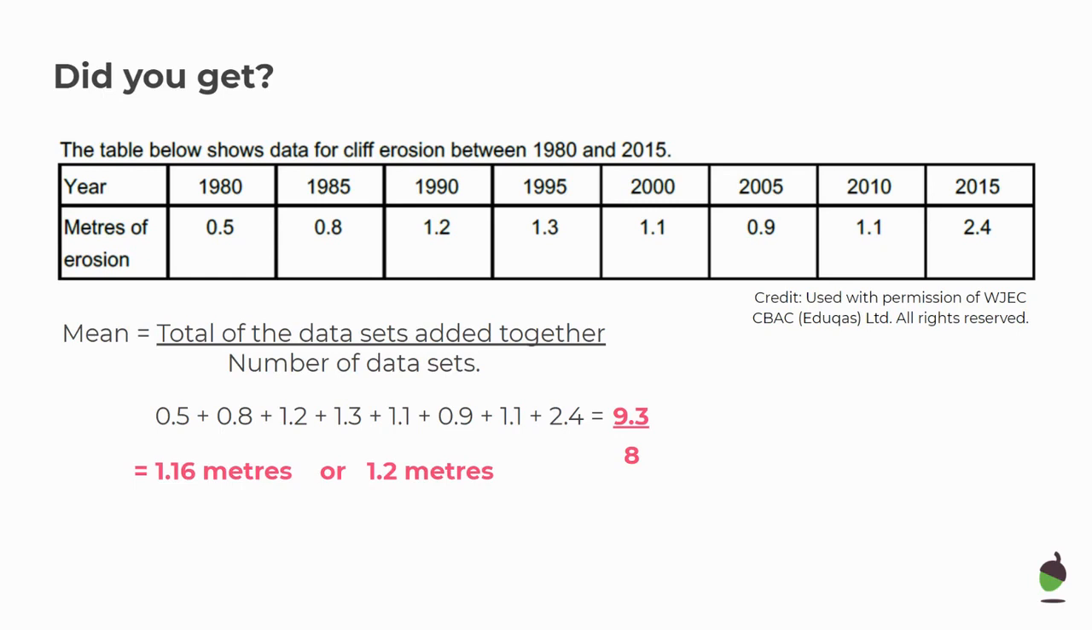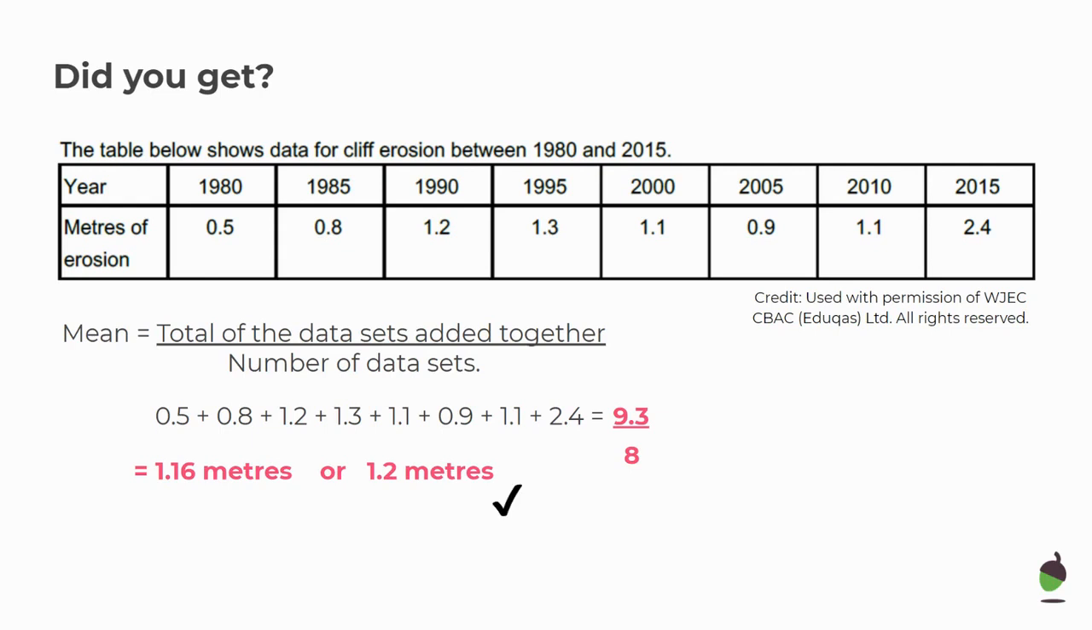9.3 divided by 8 gives us an answer of 1.16 metres, or 1.2 metres if you round it to 1 decimal place like the table does. Something I want you to check is, have you got the units? Have you put metres? It's really important that we add units to our answers.